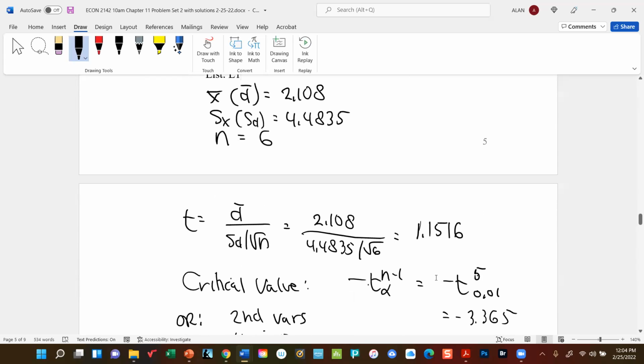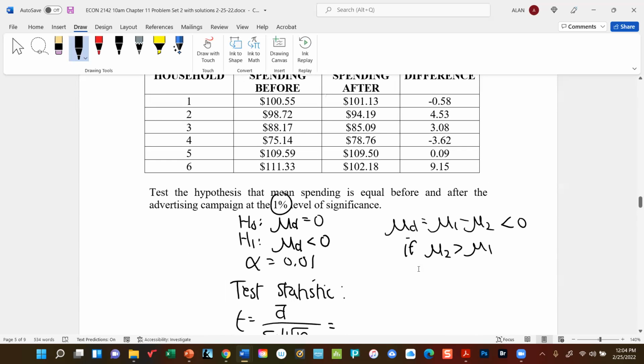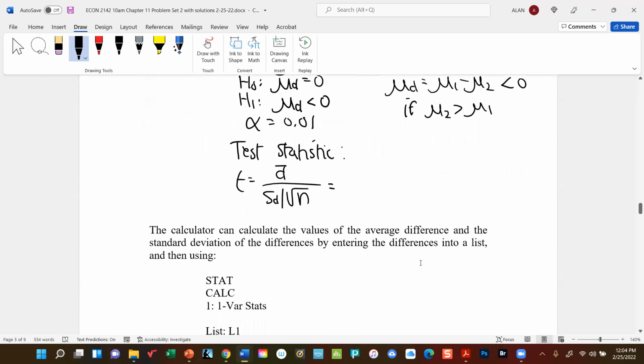Now this time we got a really small test statistic. The differences aren't very great. And if anything, they're in the wrong sign too, because if you notice, most of them are positive, and we were hoping to find them to be negative. So it doesn't look like this advertising did a whole lot of good, but we have to prove it.